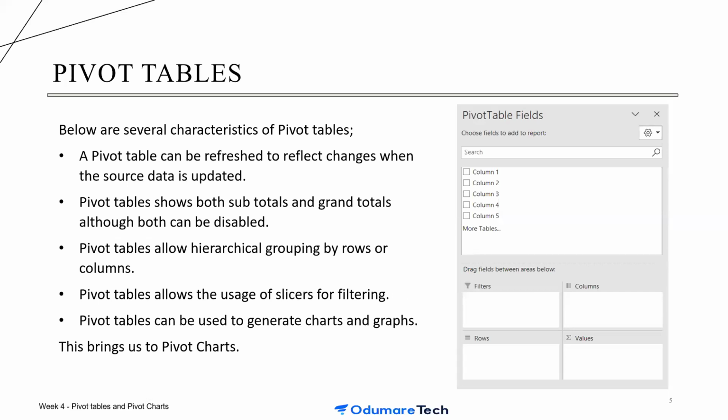Below are several characteristics of pivot tables. A pivot table can be refreshed to reflect changes when the source data is updated. Yeah, we'll also take a look at that too. Pivot table shows both subtotals and grand totals, although both can be disabled. Well, that's true. We'll see all of that.